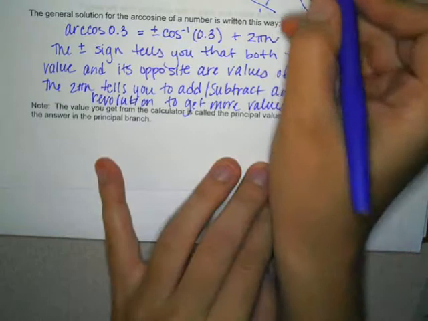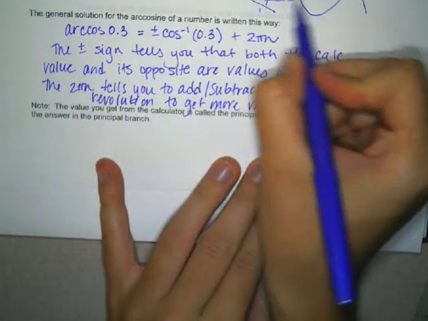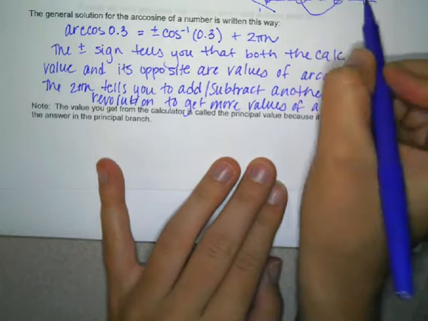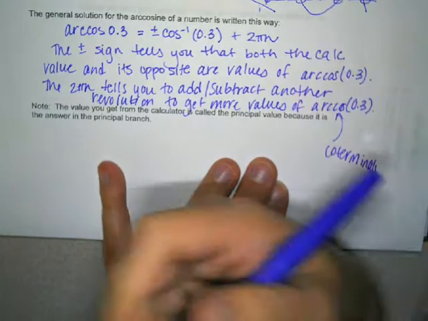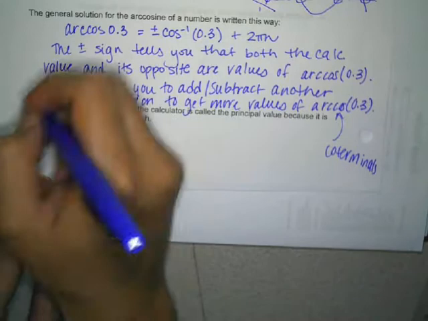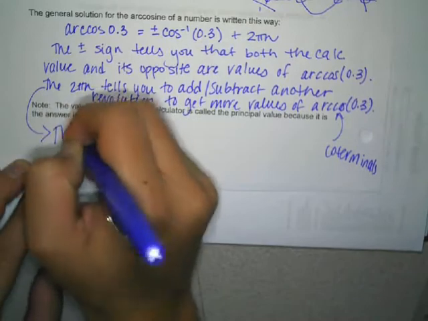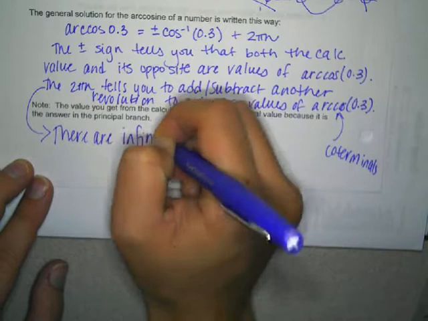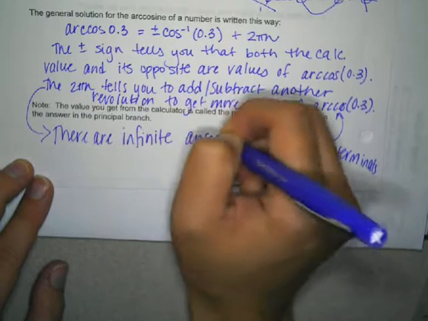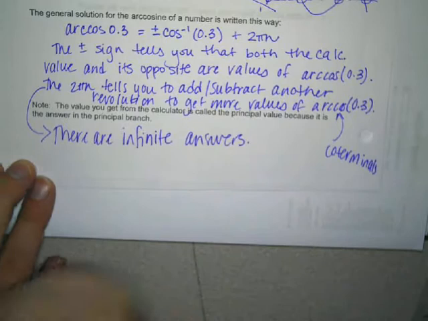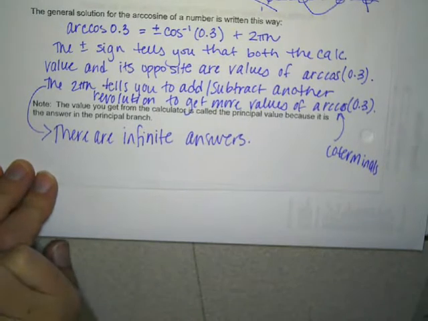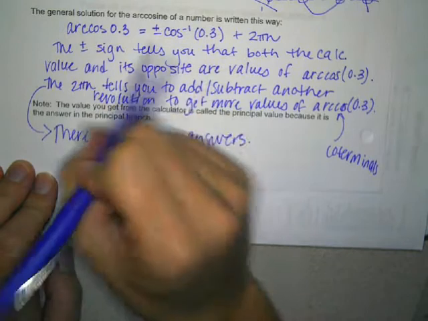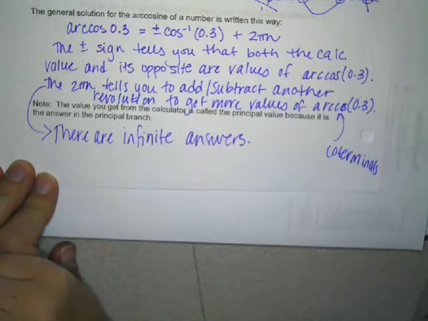So remember, this 0.3 is my y value. If I was to graph that, this is 0.3, it's going to keep hitting over and over and over again. You're going to get an infinite number of solutions. And that's what this means. There are infinite answers. So I don't want you to write out every answer because it would take you a lifetime. So we use these general solutions to write an expression that gives me all of the answers.